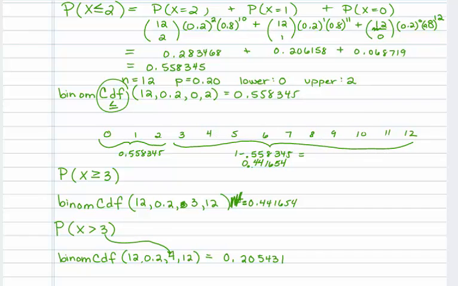So it would be pretty much a miracle that would be happening. 20% is pretty low. And that's how you use your calculator to do those problems.